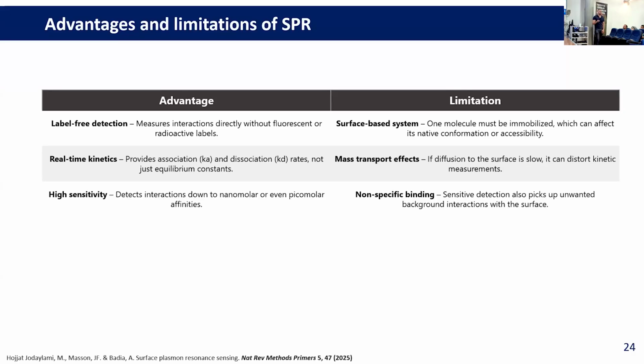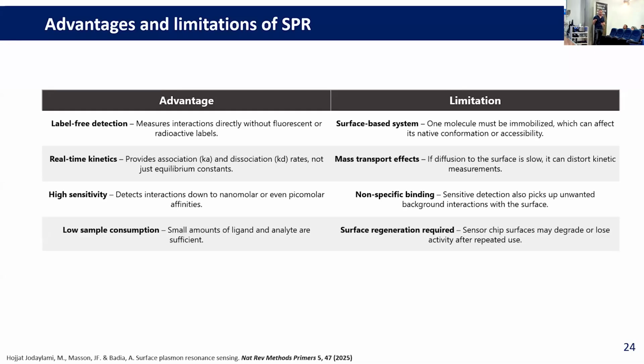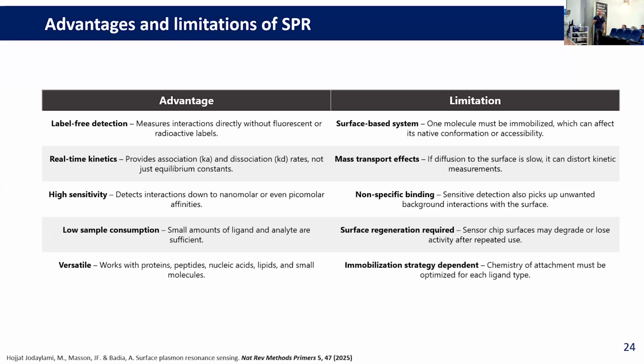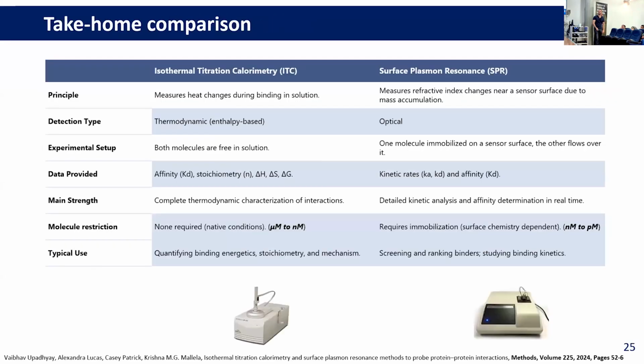It's very, very sensitive, but it's not specific. You can have some unwanted attachments of some molecules to the gold surface itself. And it also works with very low amounts of sample, so you don't waste too much sample, but sometimes you need to waste gold surfaces because you cannot always regenerate. And it's very versatile. You can use a myriad of proteins or peptides or nucleic acids, but you need to see which strategy you need for binding each of these molecules to the gold surface. Okay. Just as a take-home comparison, we have seen both techniques in here.